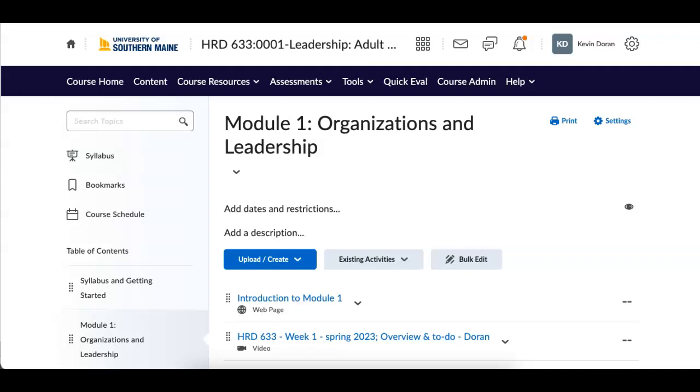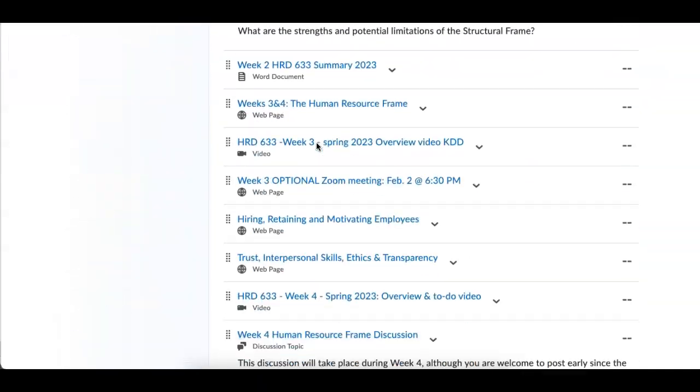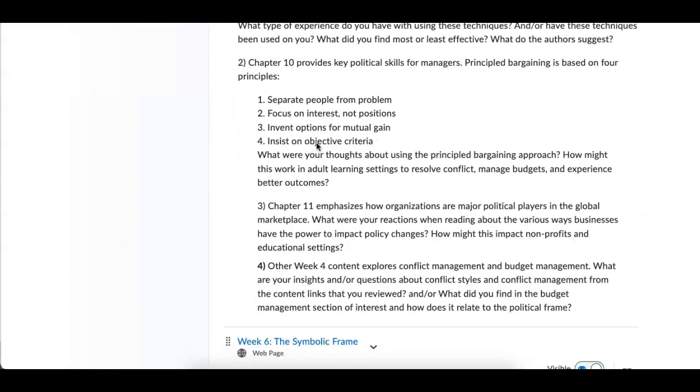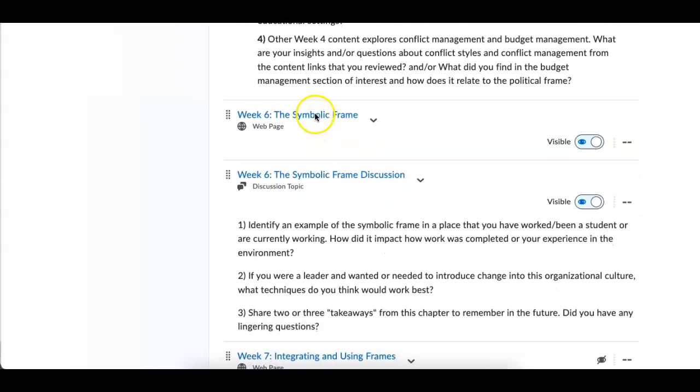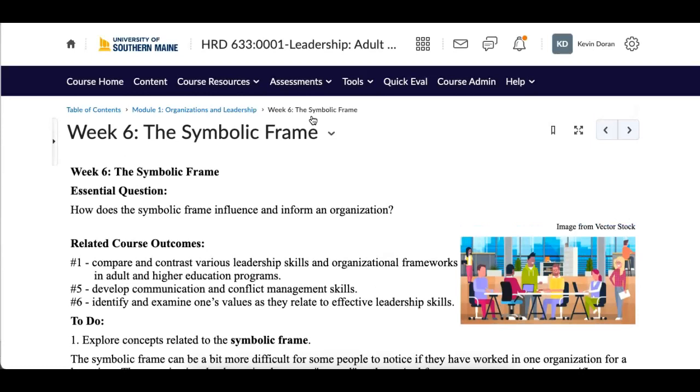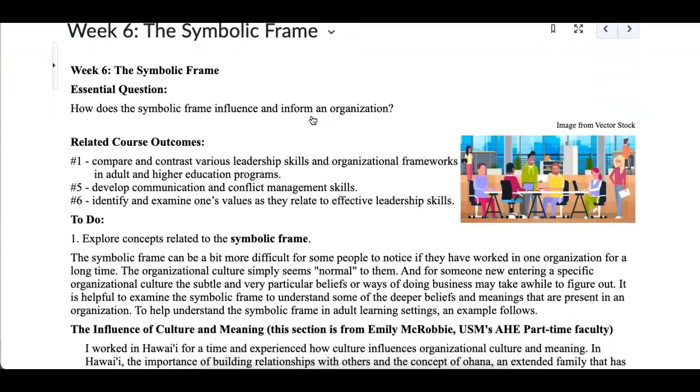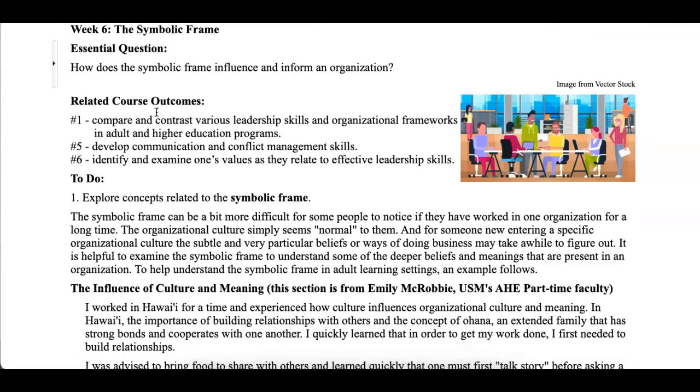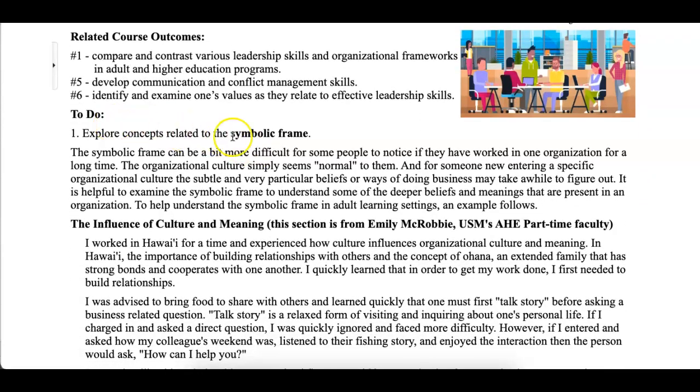So let's get on to week number 6, which is, as you know, part of module number 1. We're still in module number 1. Come down, and I'll show you exactly what I'm asking people to do this week. In week number 6, we're going to be looking at and studying the symbolic frame. And I'll give you an overview of exactly what I'm looking for people to do. But the essential question: how does the symbolic frame influence and inform an organization? The outcomes: explore concepts surrounding this frame.